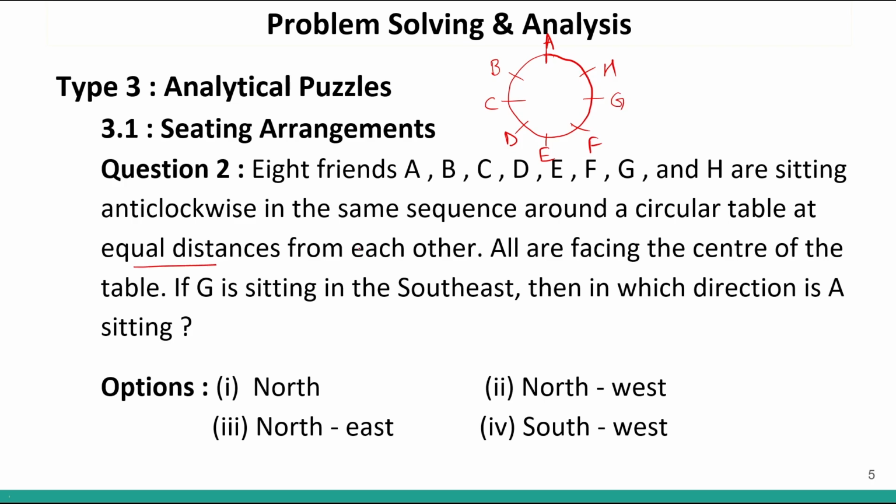Anti-clockwise, at equal distance from each other. This is given in the question. Now, all are facing the center of the table. So, everybody is facing inwards. Now, if G is sitting in the southeast. Now, let me change these.